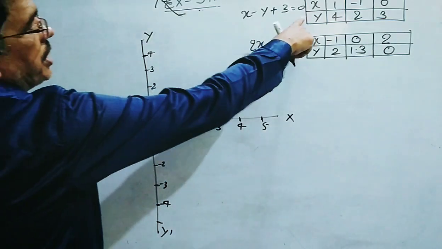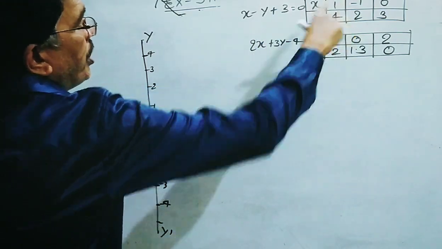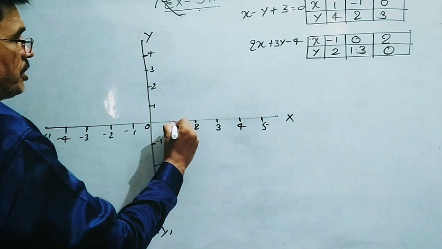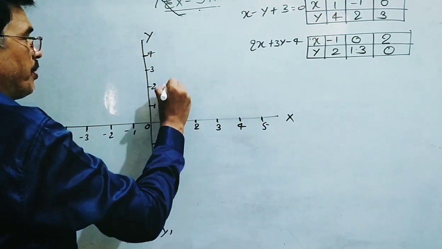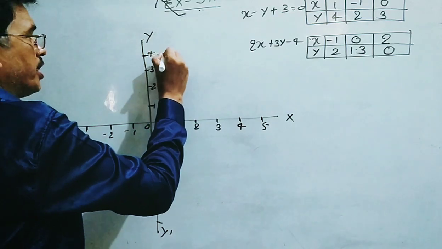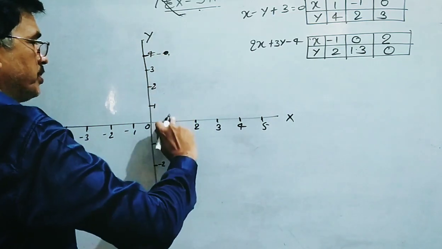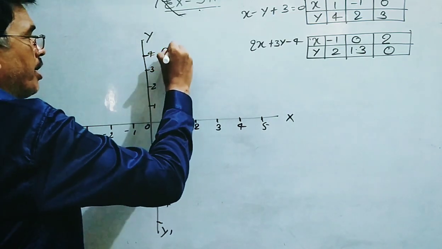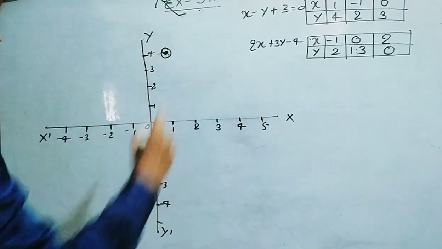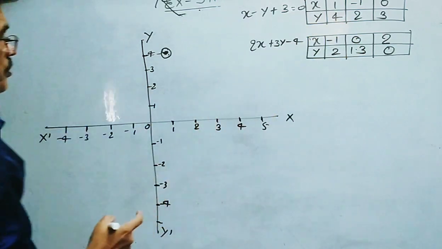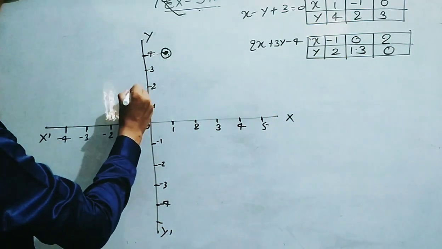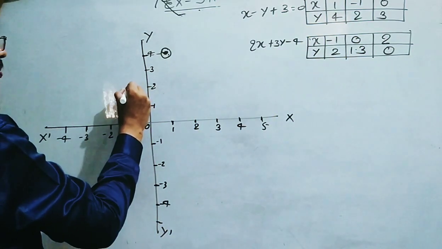Now the first equation: x is equal to 1, y is equal to 4. Approx with the help of the graph, you find out both are intersecting here. So draw the graph here, take a point. This is the coordinate of (1, 4). Next, (-1, 2). Here is minus 1, here is 2. So your graph will be there.